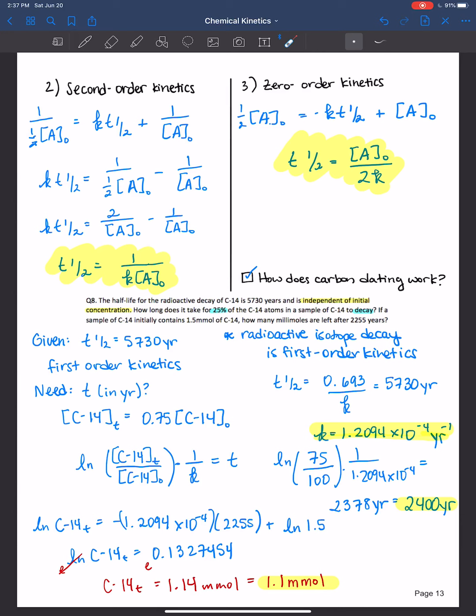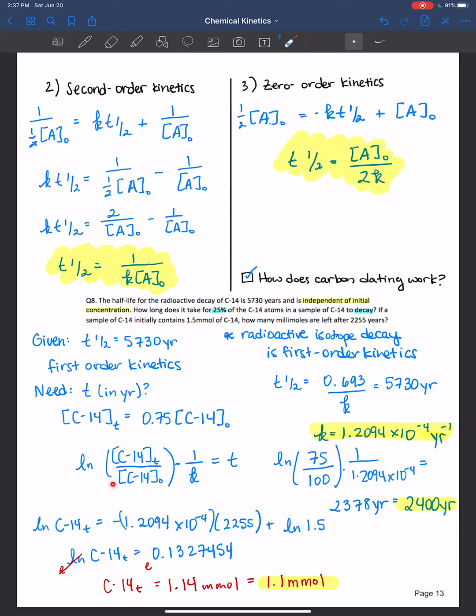So let's go ahead and review. When we're talking about radioactive decay, we're looking at first order kinetics, but the clue that says independent of initial concentration also told us first order kinetics was taking place. The half-life was provided, which allowed us to figure out what the rate constant is so that we can use it for the remainder of the problem. We also wanted to figure out the time it took for 75% of the sample to be left over, or for 25% to have decayed, so to lose.